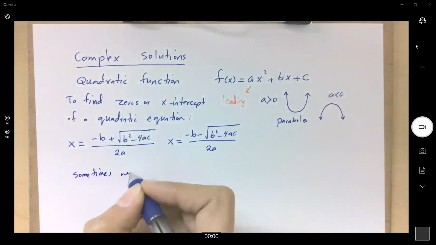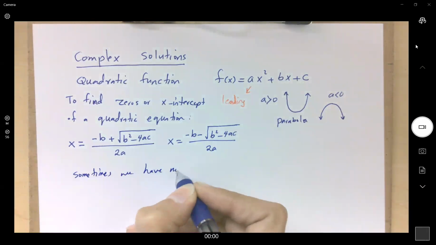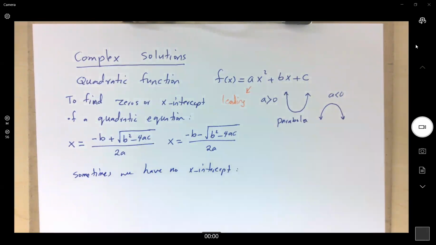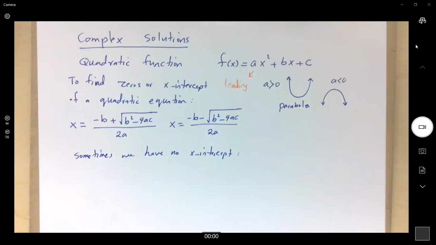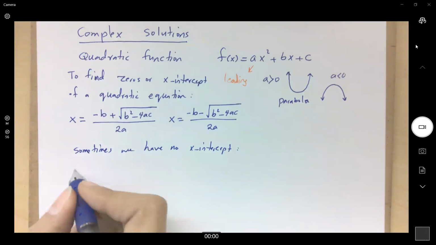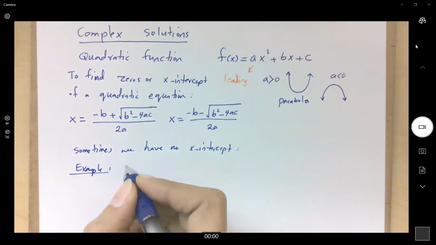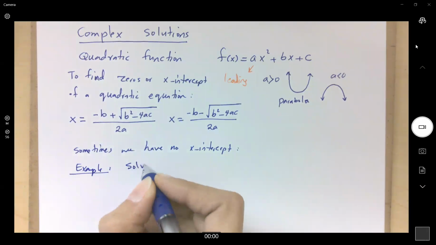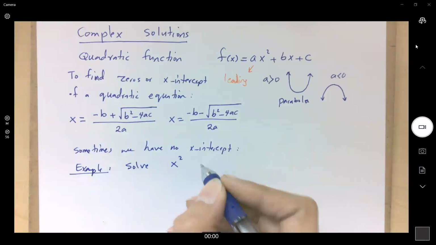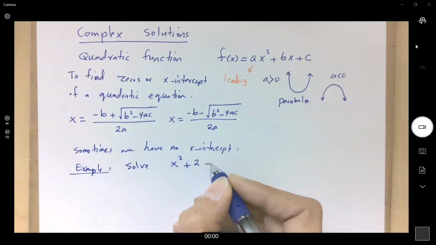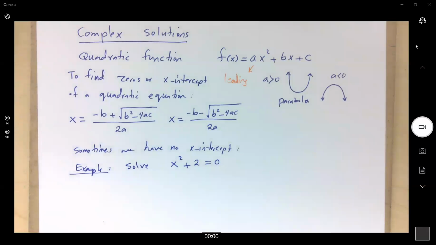Sometimes we have no x-intercept. Let me give you an example. For example, consider the following case. I ask you to find the zeros or solve x squared plus 2 equals 0. How do we solve this?